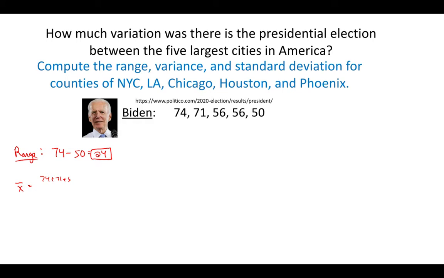For that, we just add them all up and divide by the number of data values. 74 plus 71 plus 56 plus 56 plus 50. So we did this before. And when we do that, we get 61.4. And now we're going to use that in our other calculations.